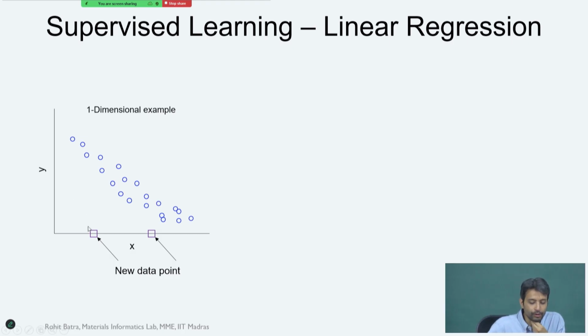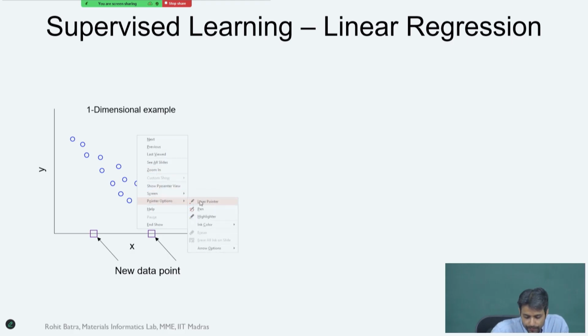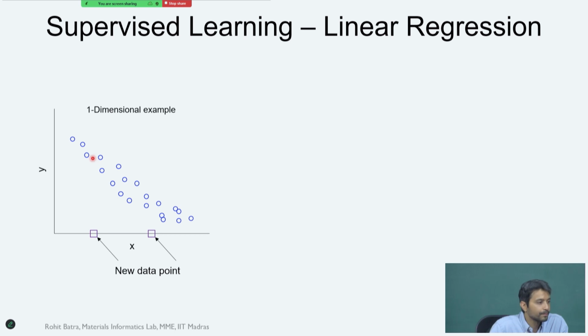The question I want to pose to you is, say I have this new point X. There is a new alloy or new polymer which is this point here or this point here. Now tell me what label or value it will have. So what do you think would be the value in this case? Somewhere around here, right? What about this new point? Somewhere around here.